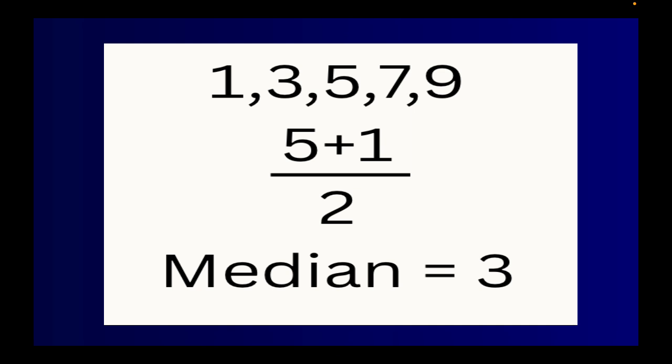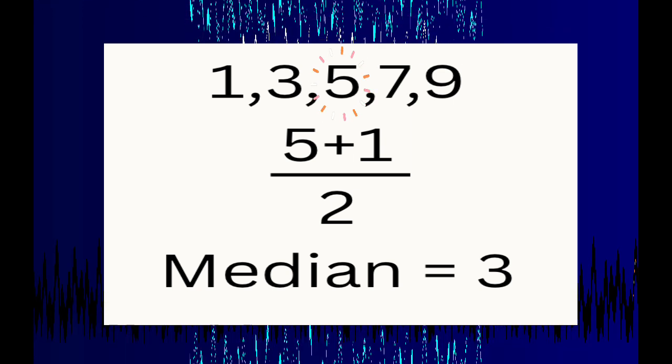Now I have to count how many numbers are present with us. We are having 5 numbers. So 5 is an odd number, right? So 5 plus 1, 6, divided by 2, what will it be? 3. So the third value, that is 5, we are having in our data. It is the median. It is the middle value of our data.